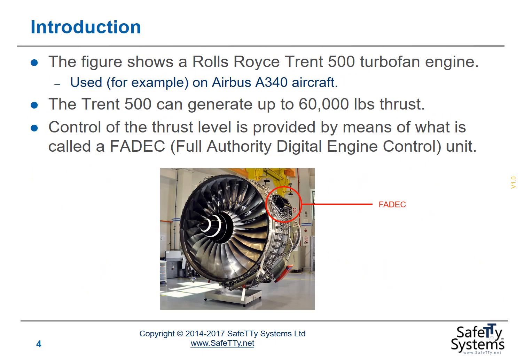The figure below shows a Rolls-Royce Trent 500 turbofan engine. This is used, for example, in Airbus A340 aircraft. The Trent 500 can generate up to 60,000 pounds of thrust. Control of the thrust level is provided by means of what is called a FADEC, a Full Authority Digital Engine Control Unit. You can see the FADEC unit highlighted on this slide.